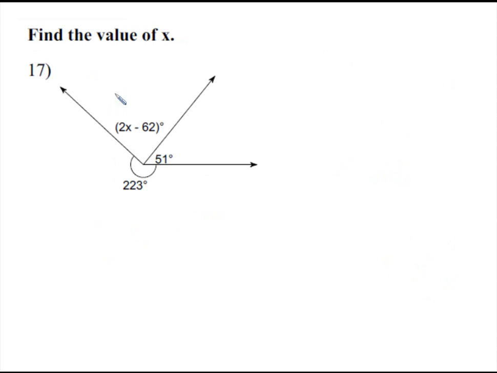All right, so let's take a look at number 17 here. So we need to find the value of x. So they tell us this angle here is 223, and then this angle here is 51, and then this angle here is 2x minus 62. But one way to set up this problem is if we recognize that, well, we add everything together, right? It's just going to make a circle, which is 360 degrees. So if we take 2x minus 62, plus 51 plus 223, all three of these together add up to make a circle, which we know is 360 degrees. So this is one way to set up the equation.